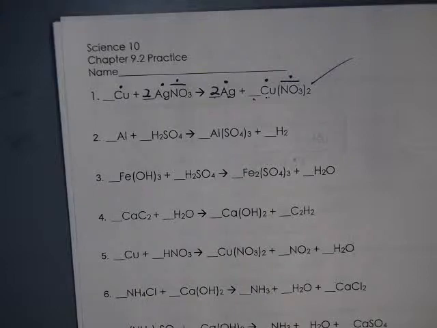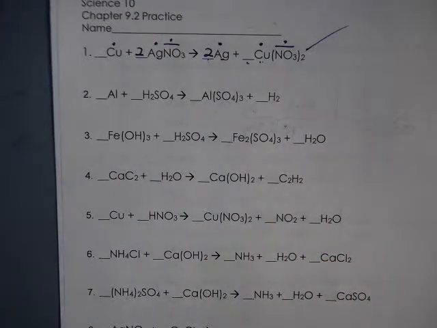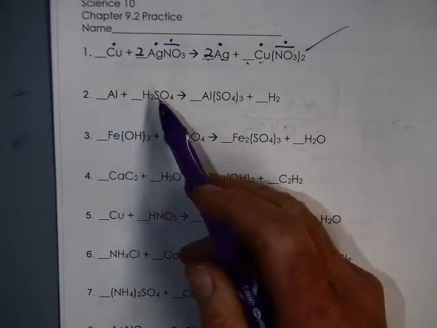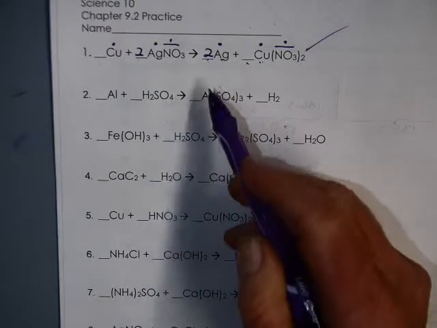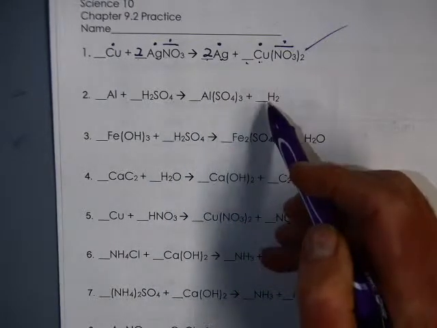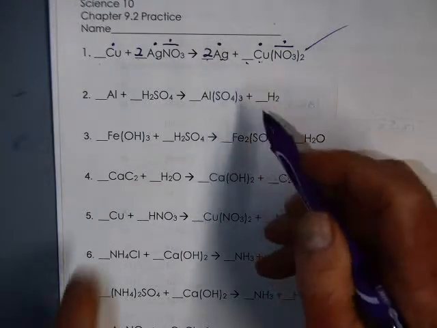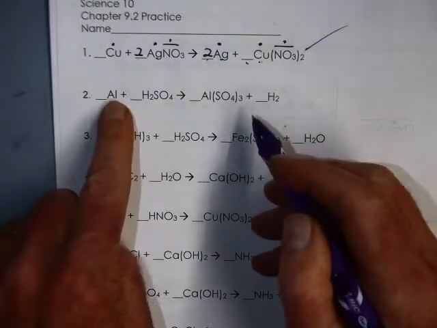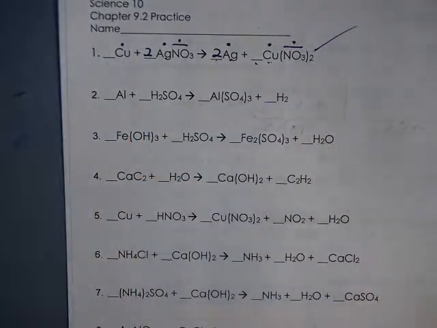You have aluminum plus sulfuric acid, or if you wish, hydrogen sulfate, giving aluminum sulfate and diatomic hydrogen. This is similar to the last one in that I have aluminums living as atoms here and I have diatomics here. So my rule, if I have those guys, is to leave them to the end. Now what do I do? Well, I go to whatever's next.